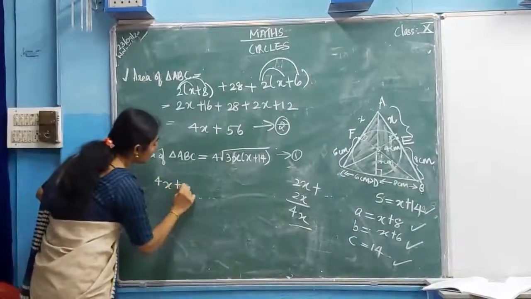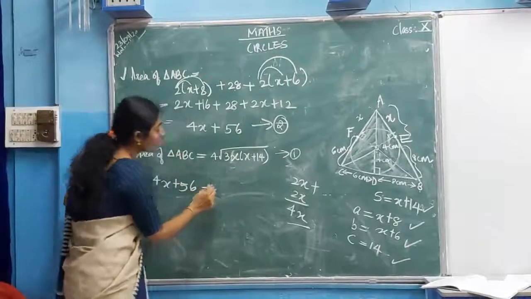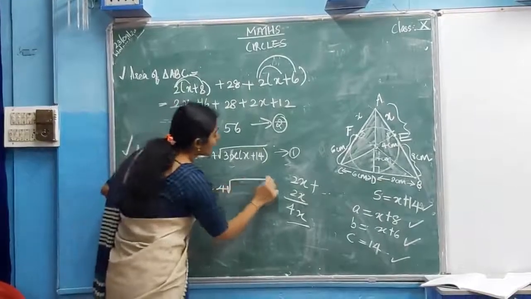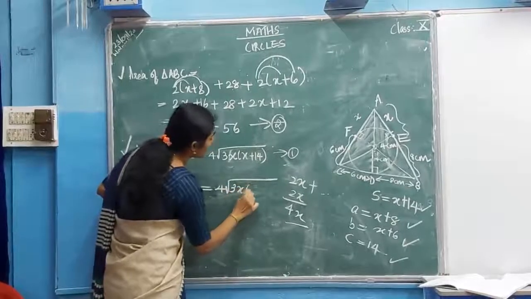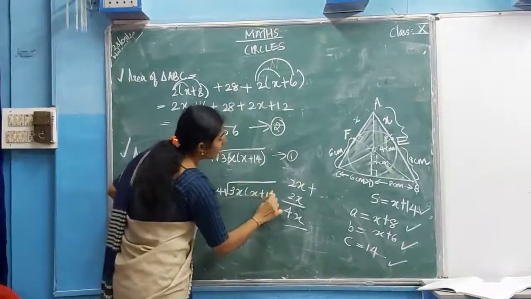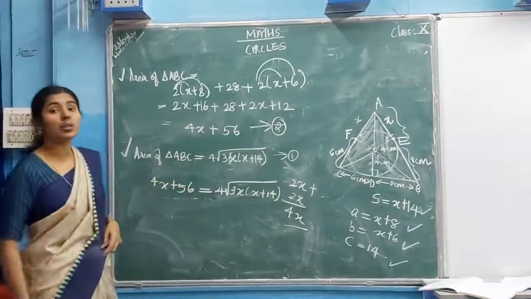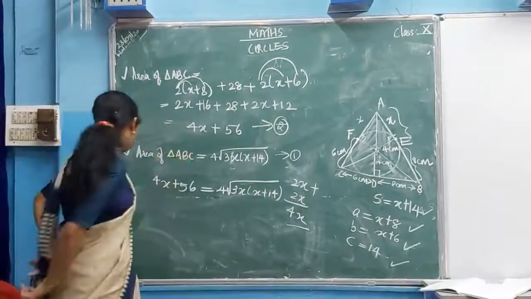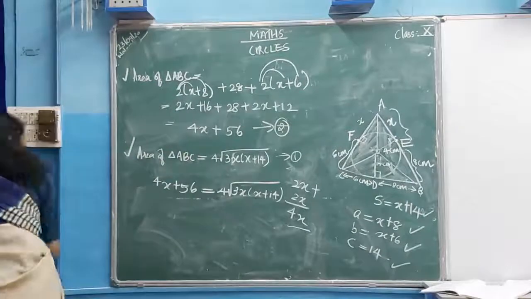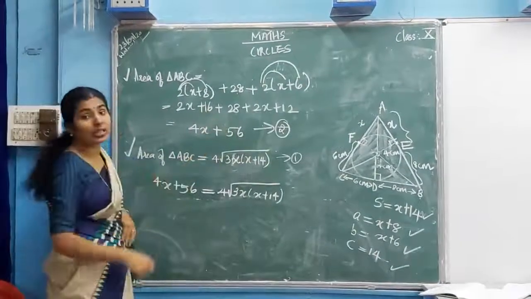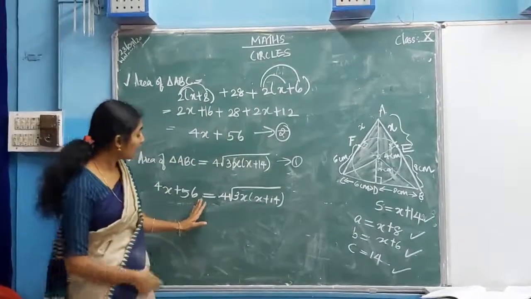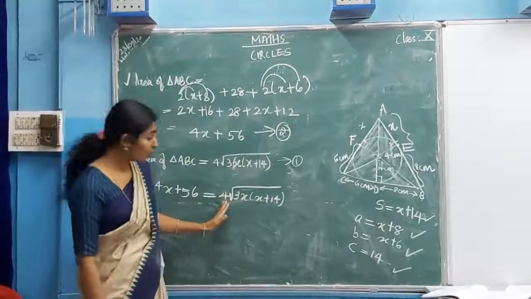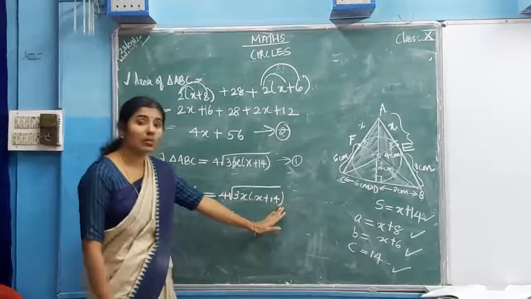So what can you say? 4x plus 56 is equal to 4 into square root of 3x into (x plus 14). Why are these two equal? Because both are the area of triangle ABC. So they are the same, so we can equate these two. Equating these two, what will you get? 4x plus 56 equal to 4 into square root of 3x into (x plus 14).